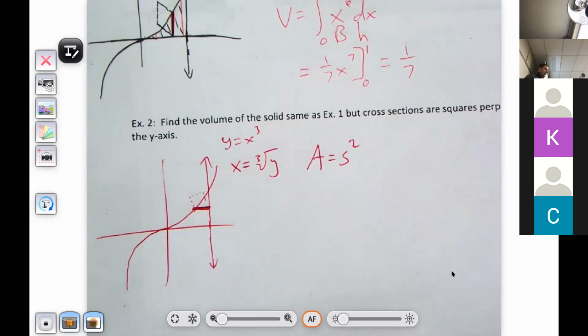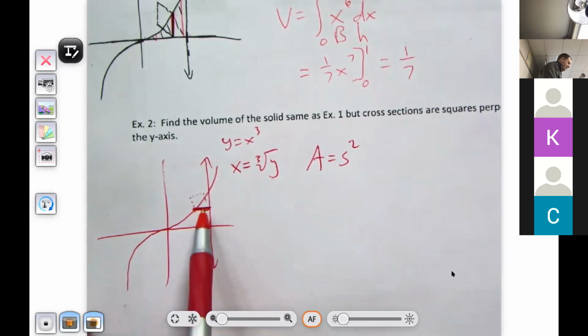The other reason calc teachers put this in front of discs and washers is because to find these lengths right here, you're just subtracting the two functions, which comes right off the heels of finding area between two curves when you're just subtracting the functions. So I do think in the book it puts it after, but I think I'm going to put it in front. I think I've convinced myself. So this is just 1 minus the cube root of y. You're just subtracting your two functions.